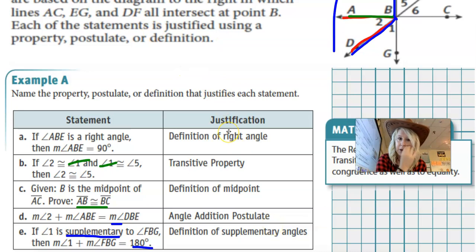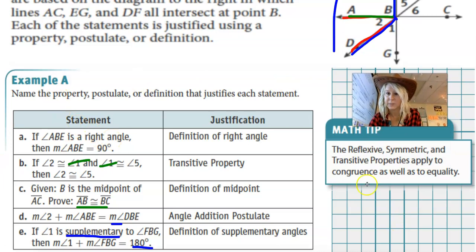Okay? So these are just some example statements and an example justification. Notice the vocabulary words are the same. So this says right angle over here. This says right angle over here. Midpoint over here. Midpoint over here. Adding angles. Adding angles. Supplementary. Supplementary. So they kind of have some similarities. Okay? All right. Time for y'all to try.